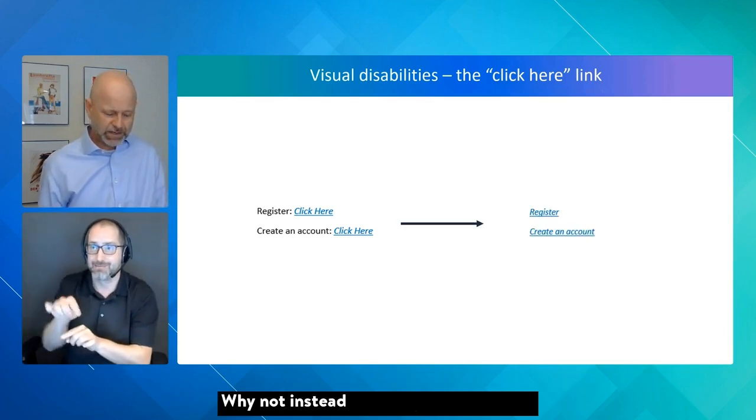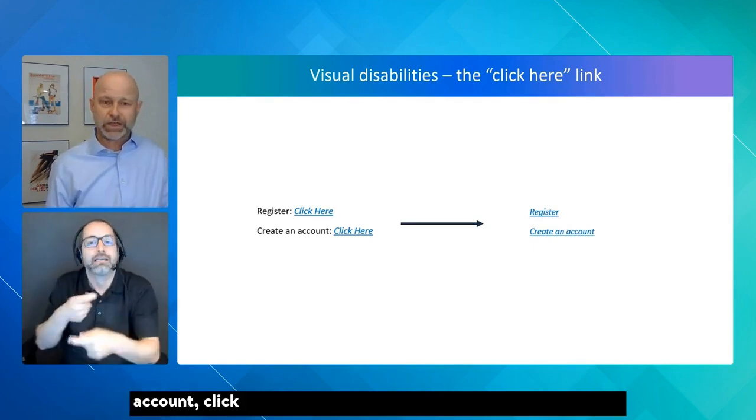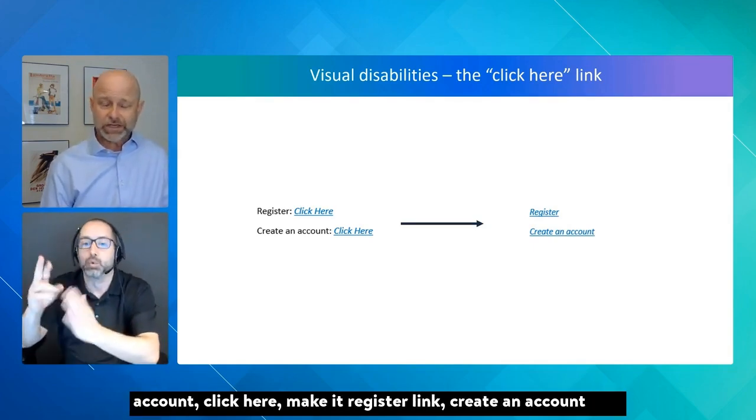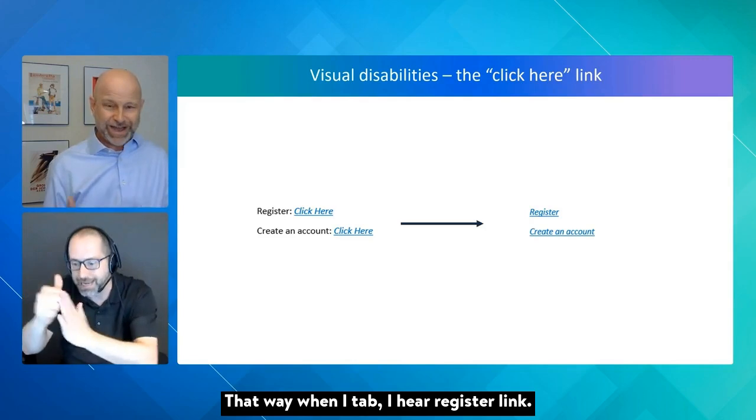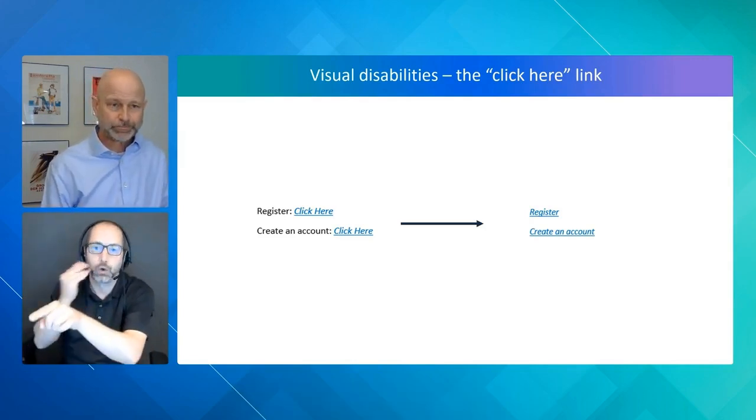Why not instead make the link the name? So instead of register and then click here, and create an account, click here, make it register link, create an account link. That way when I tab, I hear register link. I know exactly where here is. I know where I'm going to go. It just makes more sense to me.